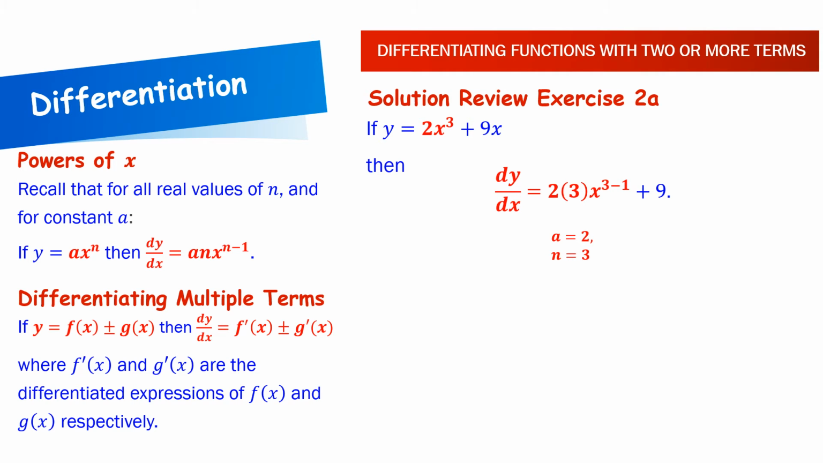2 times 3 times x to the power 3 minus 1. Here we've taken a equal to 2 and n equal to 3. And 9x differentiated simply becomes 9. Here we've taken a equal to 9 and n equal to 1. And simplifying this expression gives us 6x squared plus 9.